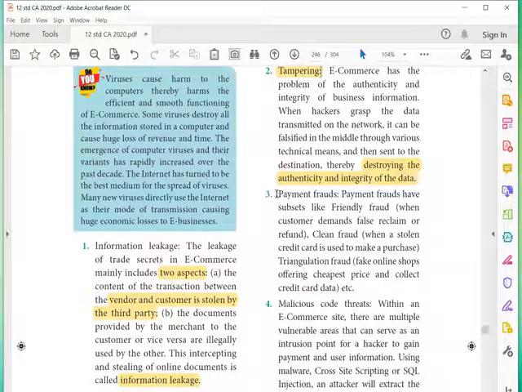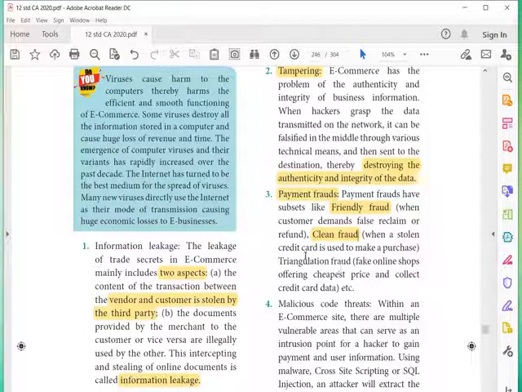Next one is payment fraud. Payment fraud has subsets like friendly fraud. Friendly fraud means when the customer demands a false claim or refund. Another one is clean fraud, when a stolen credit card is used to make a purchase. So payment fraud means someone is asking us to pay, pretending to be a known person. Sometimes they will take our credit card and use it clearly. So this type of payment theft is said to be payment fraud.